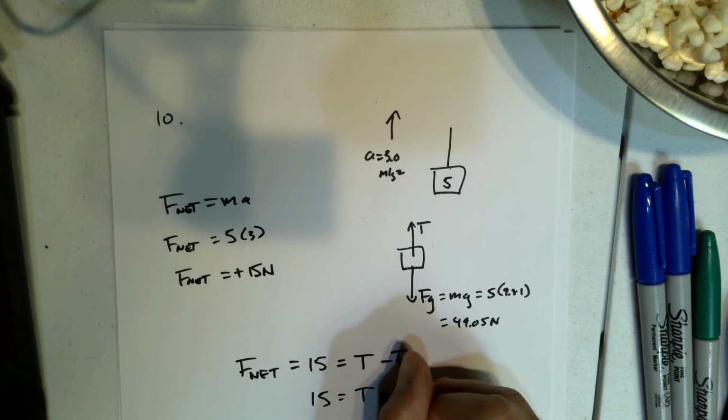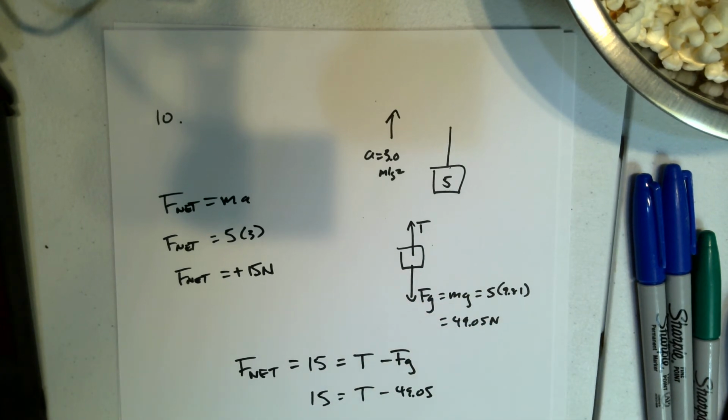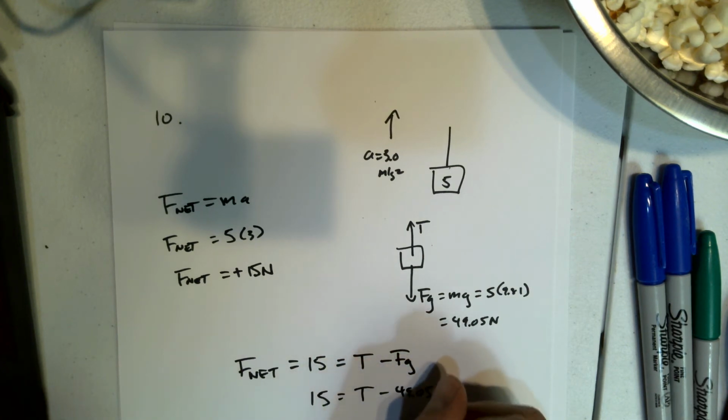And when I put in my number for gravity, 49.05. If I move it over to there, I would add 49.05 to both sides. So we would get 49.05 plus 15. And if you look at our tension value here, it is 64.05 newtons.